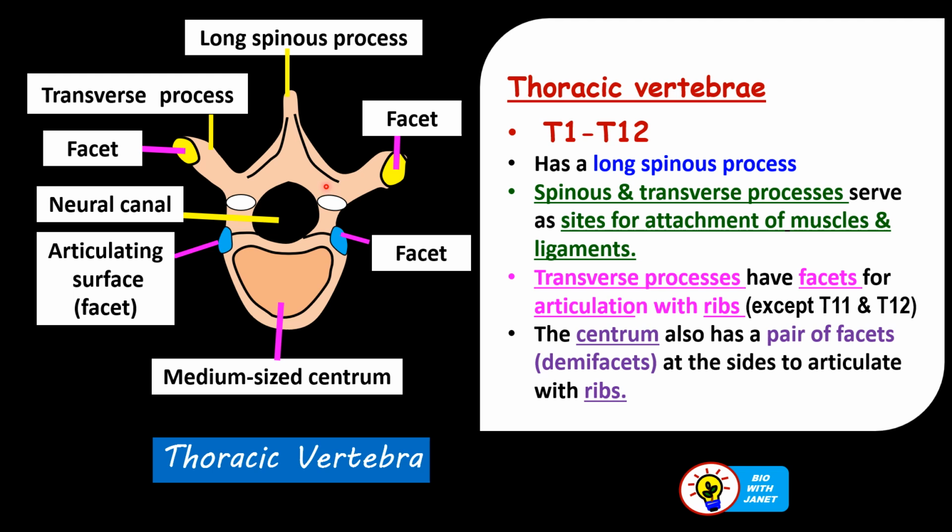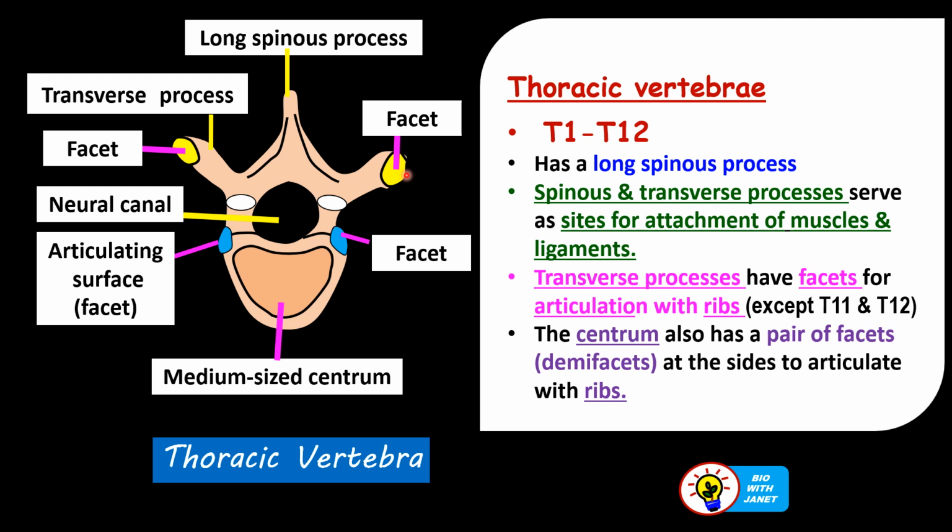Okay, so there are 12 thoracic vertebrae, T1 to T12. Each thoracic vertebra has a long spinous process that projects backwards, downwards. Okay, now this is one important feature. A slim and long spinous process for each thoracic vertebra. It has a pair of transverse processes that are larger than for cervical vertebra. So this is like the medium-sized vertebrae, right? Thoracic vertebrae are like the medium-sized vertebrae.